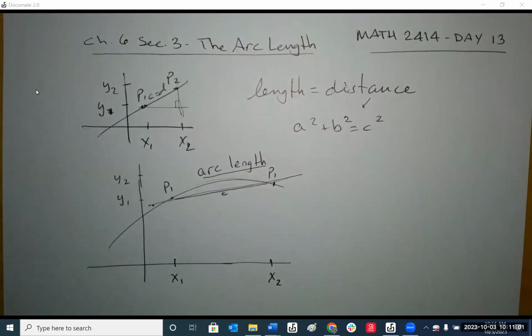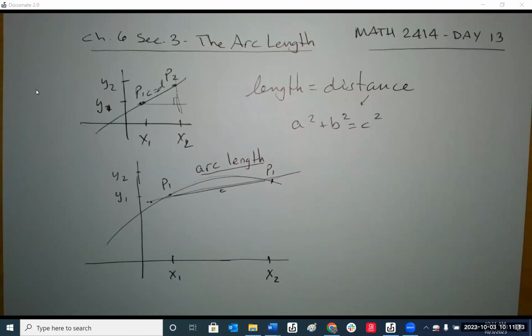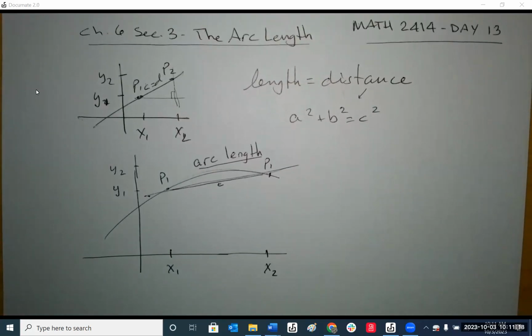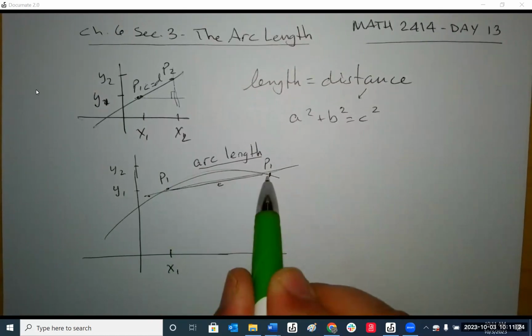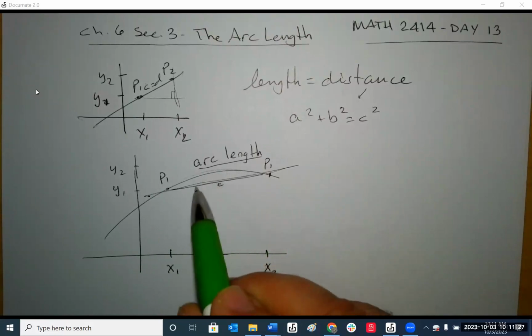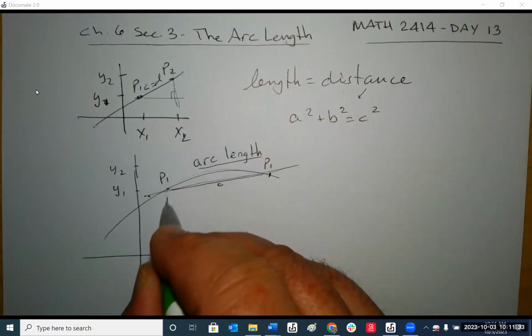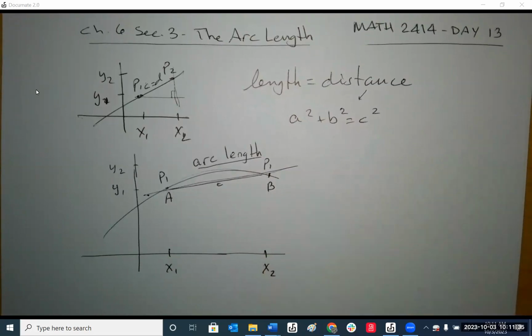The arc length is longer in this case than the distance using the Pythagorean theorem. So the question now becomes, how can we use this straight line method to best approximate the length of this curve from point A to point B? How do you think we could go about doing it? What are some possibilities?